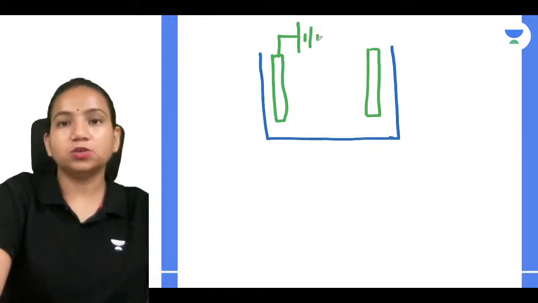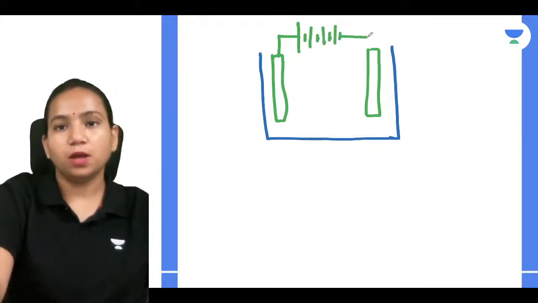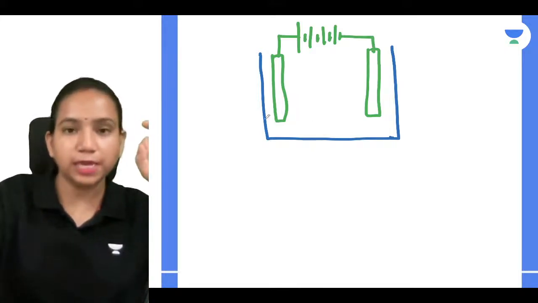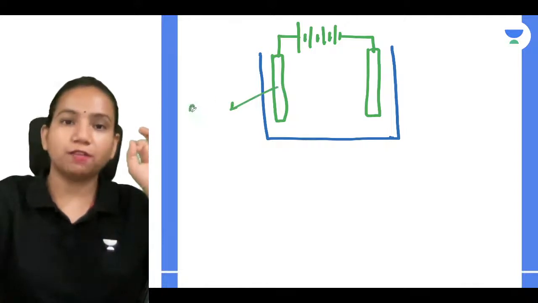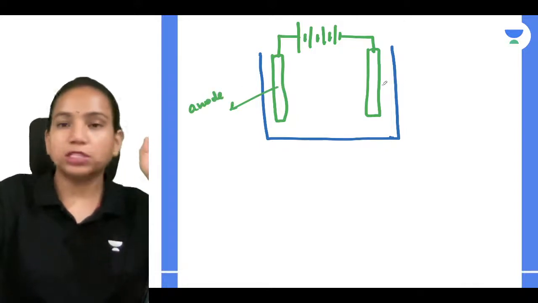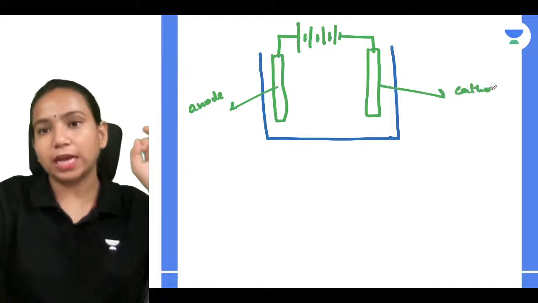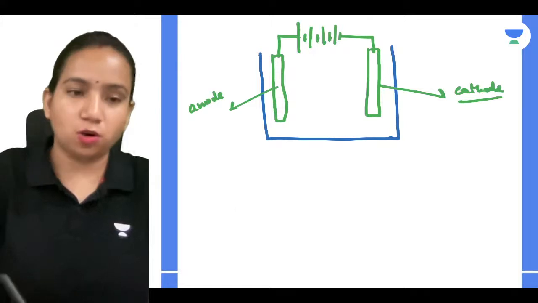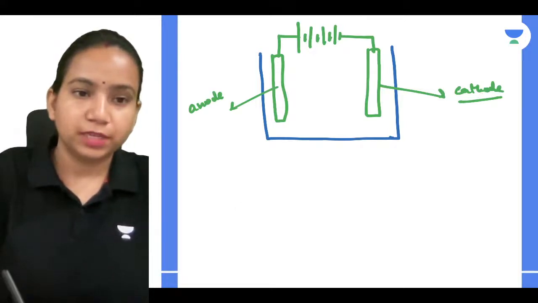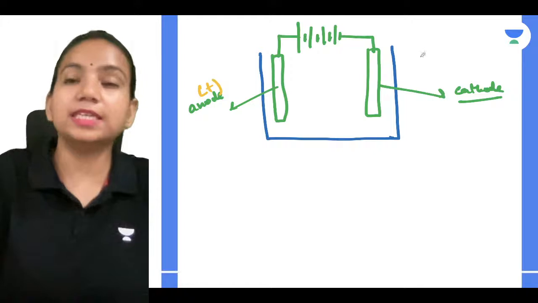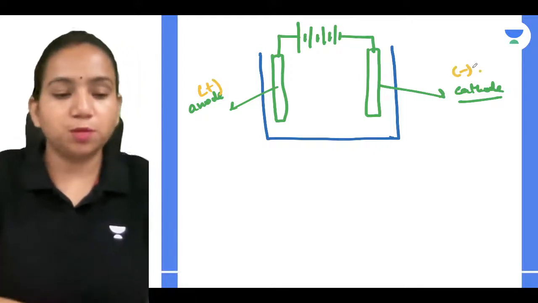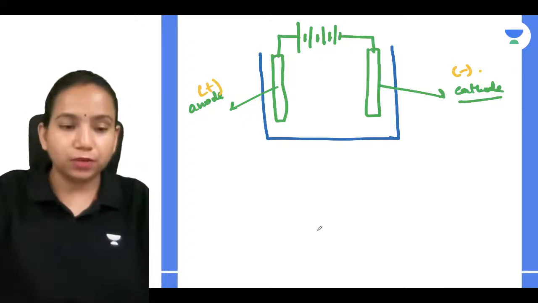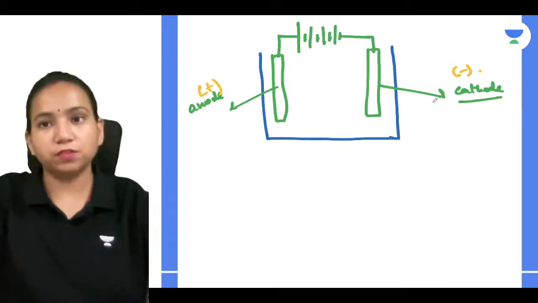So in the electrolytic cell, the first thing we have to know is that both electrodes are in the same compartment, in the same cell. So you have here anode and cathode. What is the charge on anode and what is the charge on cathode, guys? Anode is positively charged while cathode is negatively charged. Correct? Very good. So anode is positive, cathode is negative.